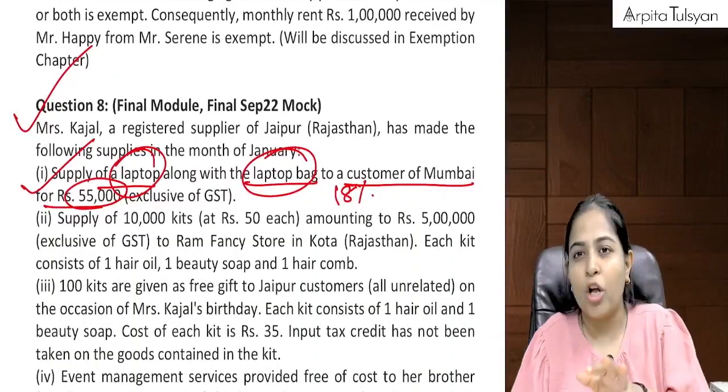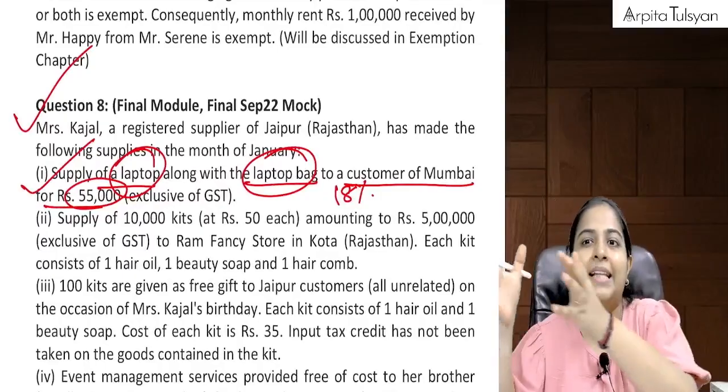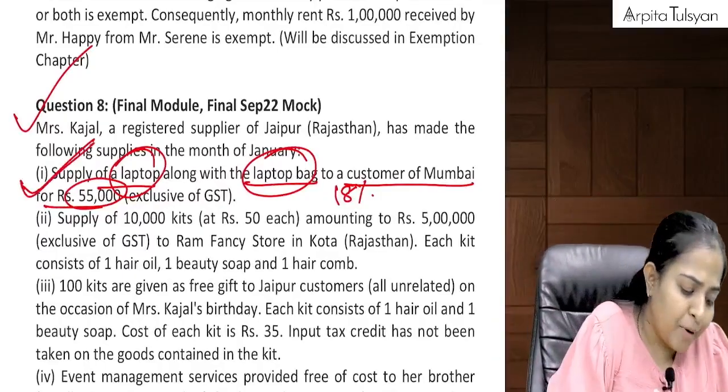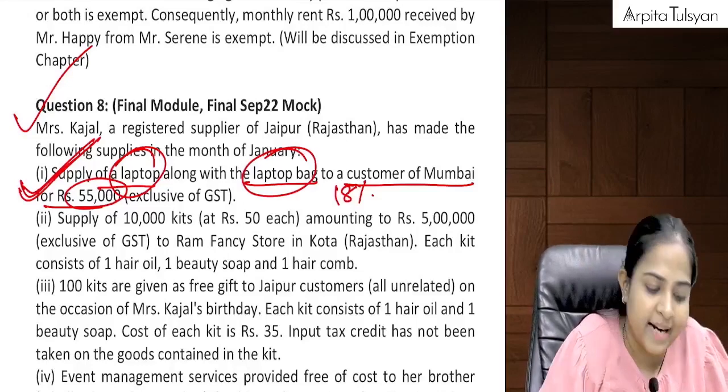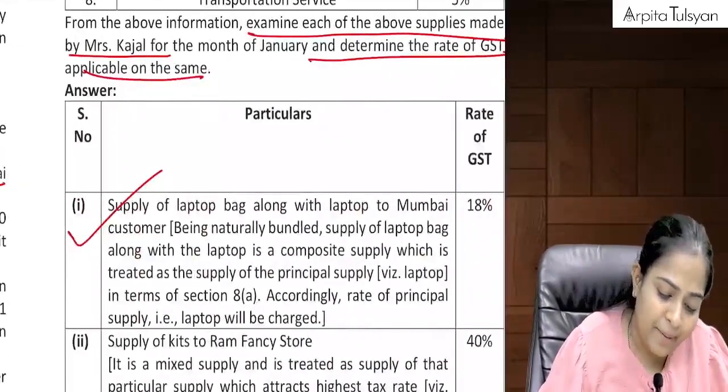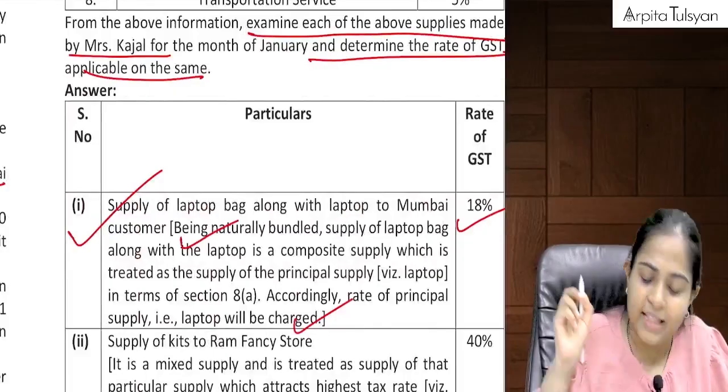So mainly two columns should be there. One should be the particulars and the other one should be the rate of GST. In particulars, we can write the same thing and give the explanation there that this will be considered as a composite supply. Hence the rate will be 18%, just like I have done it here in the bracket.